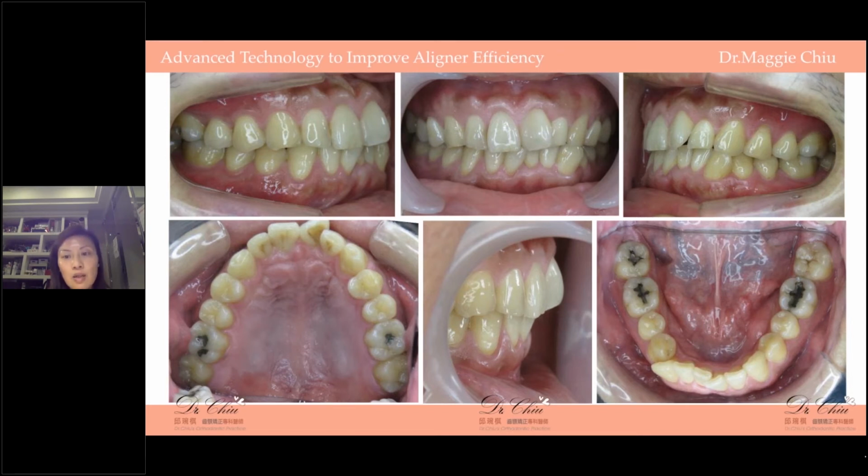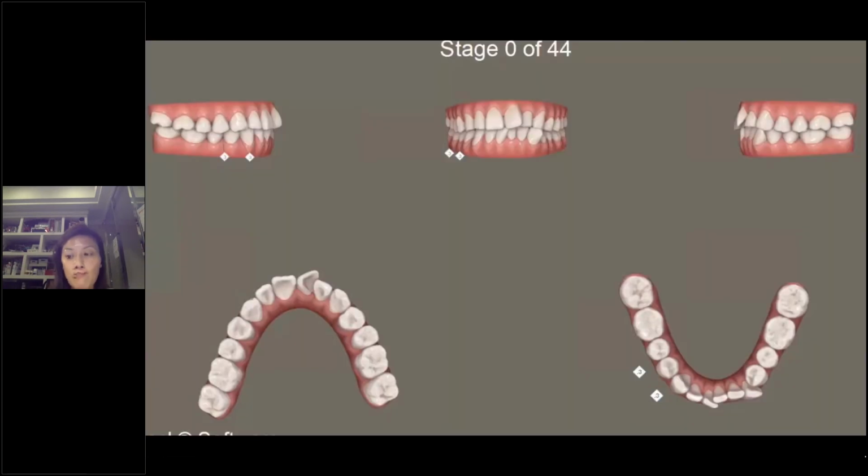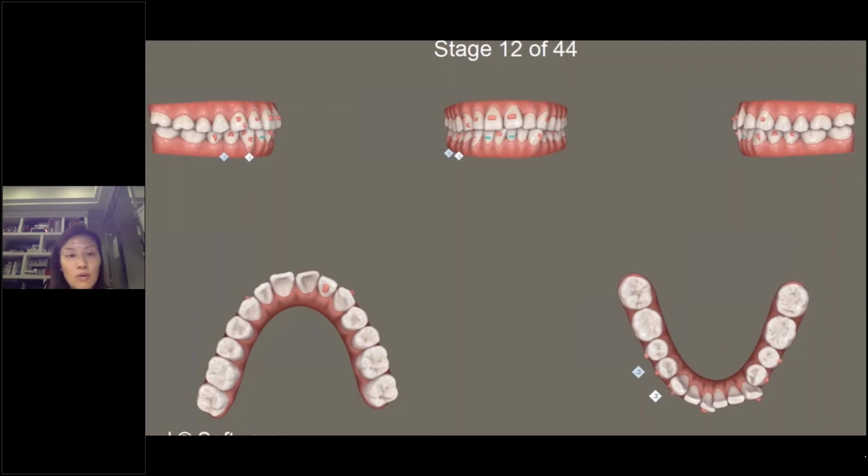So he also wants the treatment as fast as possible. So I introduced the system and the device to him. He takes it very seriously. He uses it every day. There were 44 aligners for him. The treatment plan was simultaneous expansion, simultaneous staging for him. There were only 44 aligners. We used the 7-day protocol.